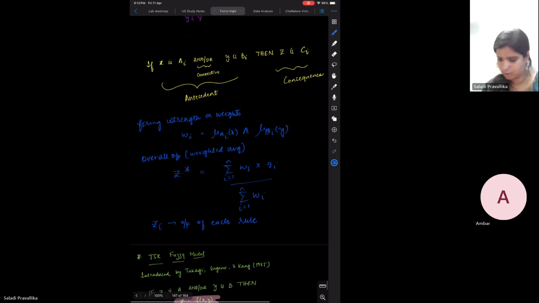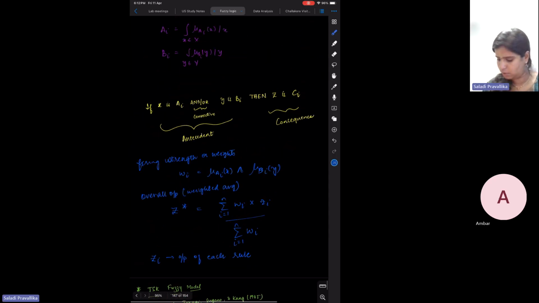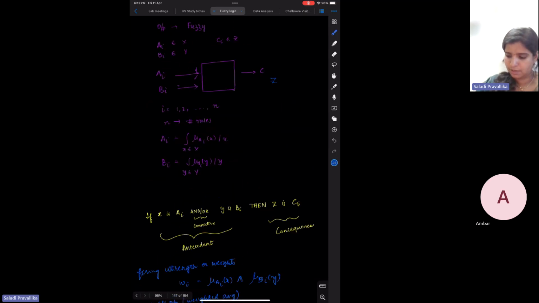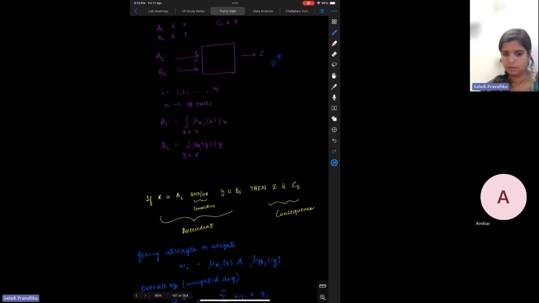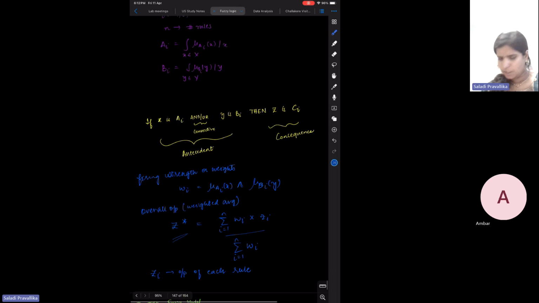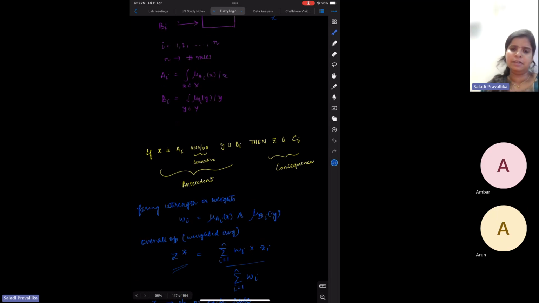Okay. So when you take the summation, the final thing that you are going to be left with is this Z star. So here you'll have a Z star, right? Any questions so far? Okay. And similarly, this also has three cases: single rule with single antecedent, single rule with multiple antecedents, and multiple rules with multiple antecedents.